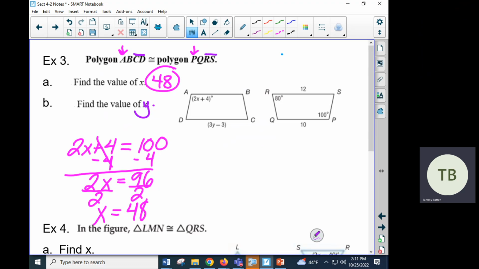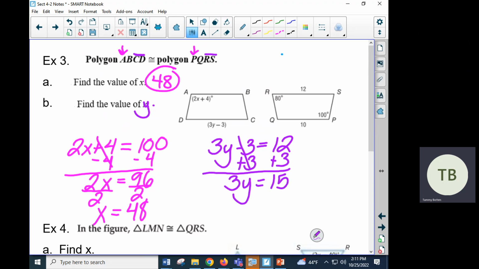They would be equal. So CD is 3y minus 3. That's going to equal RS over here, which is 12. Okay, everybody understand that? So now that I know that, I can go ahead and solve this. So I'm going to add 3. And I get 3y equals 15. Divide by 3. And y is 5.